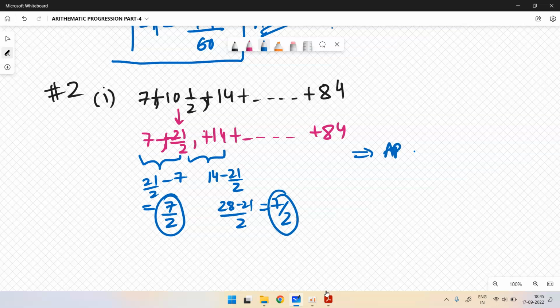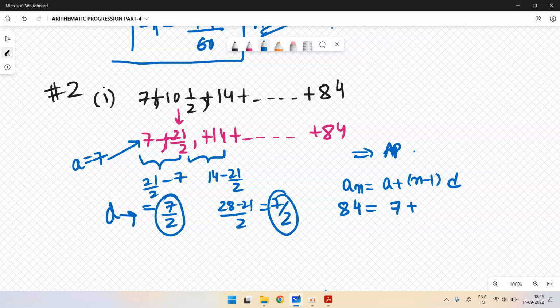So you can apply the formula. The first term is 7, the common difference D is 7 by 2, and 84 is the last term. A n is the last term, but you don't know the value of n. To calculate n, use A of n equals A plus n minus 1 D, with 84 as the last term, 7 as A, and D as 7 by 2.